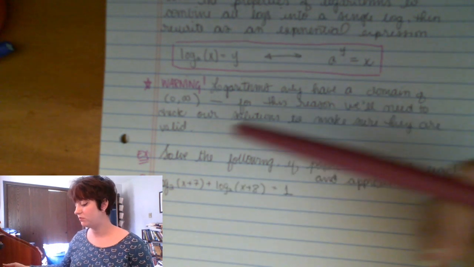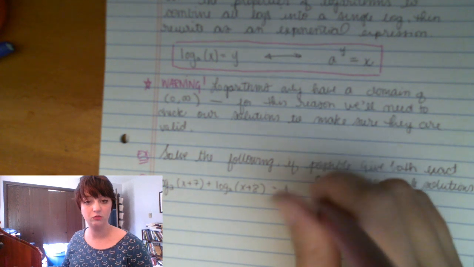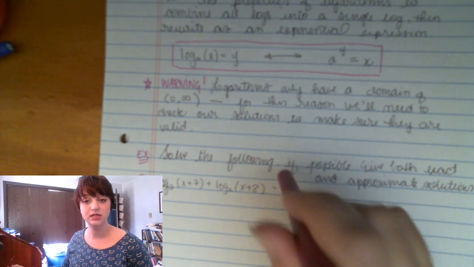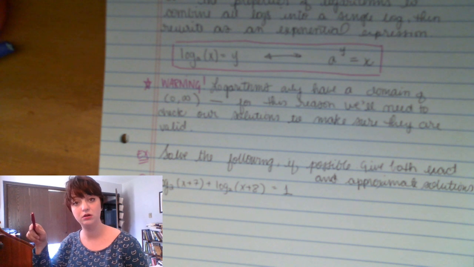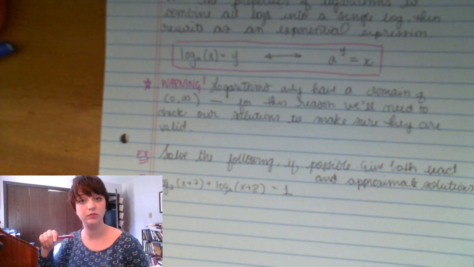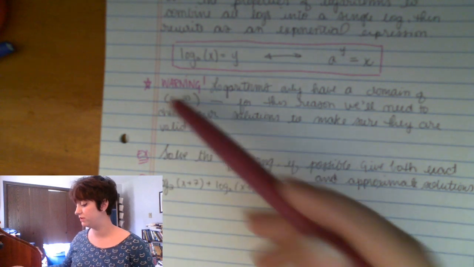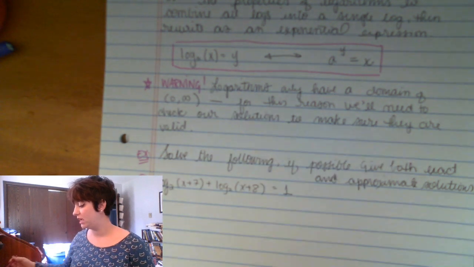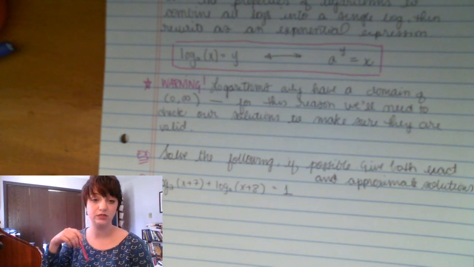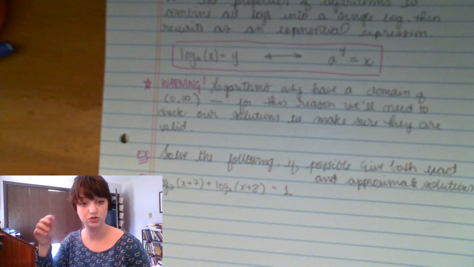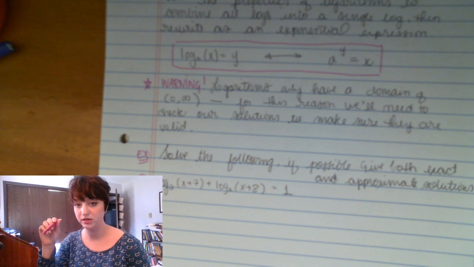And then same thing with negatives. So as long as a is positive, no amount of multiplying a positive number is going to turn it into a negative number. So 0 to infinity is our only domain. And for this reason, we're going to need to check our solutions to make sure they're valid. This is like when we did radical equations and we had to look for extraneous solutions. Same sort of idea here.